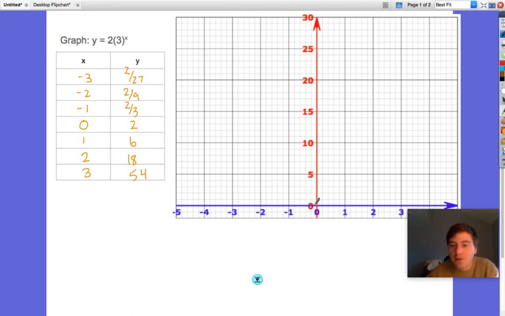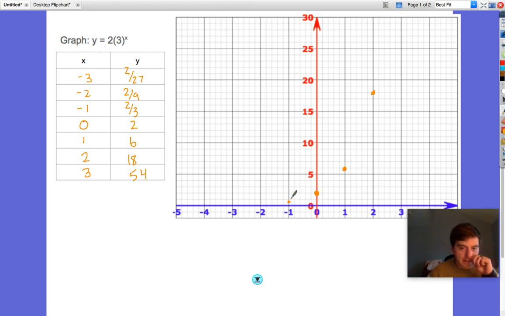So we have 0, 2. We have 1, 6. We have 2, 18. And then we have 3, 54. So 54 is way off. So we're just going to take the curve up as if it's heading to 54. Now this way we got 2/3. Now, of course, that is smaller than 1. So 2/3 of the way up to 1 is like here-ish.